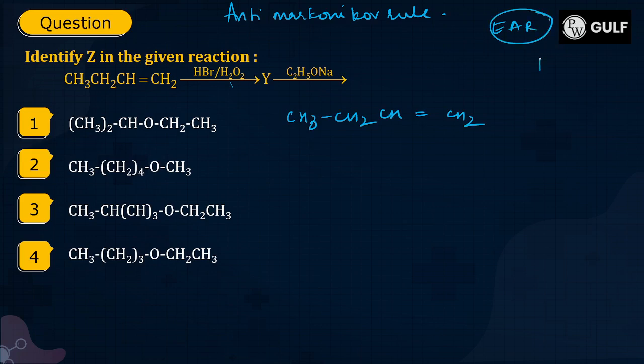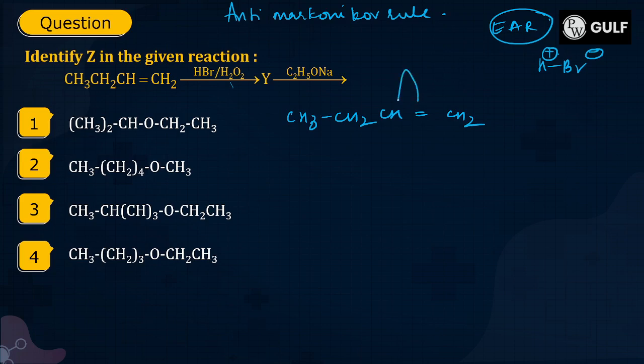In HBr, what is the electrophile? H plus is the electrophile and Br minus is the nucleophile. Electrophilic addition reaction means that the electrophile is added first. Now the question is, how does the bond breakage take place? It will take place in such a way that the secondary carbocation is formed, and this is the Markovnikov rule, that the more stable carbocation forms the major product.